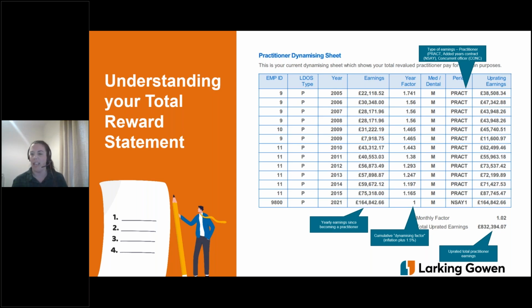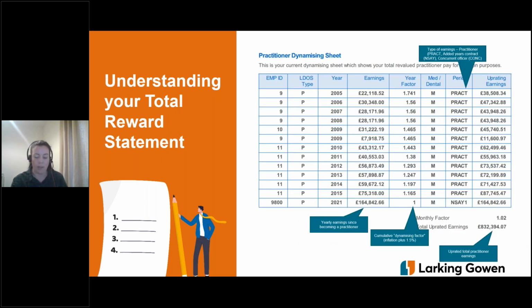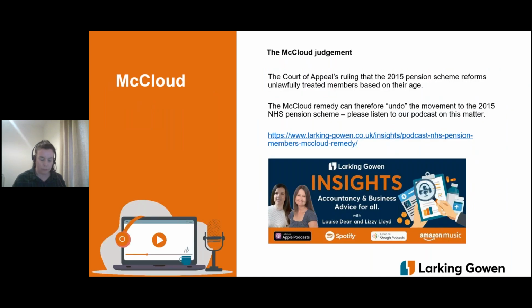And then that one that says NSAY1, well, that is added years, which again, we haven't covered off. But if you purchase an added years contract, effectively you're buying extra service leading to extra pension. So they give you a credit into your pot. And then right at the bottom, they take all those uprated earnings. How it works is they then dynamize by the most recent year, and that gives you your uprated earnings of 832, which, if I just pop back a slide, gives you the total pot. You then take the 1.4%, you then uplift it by inflation.